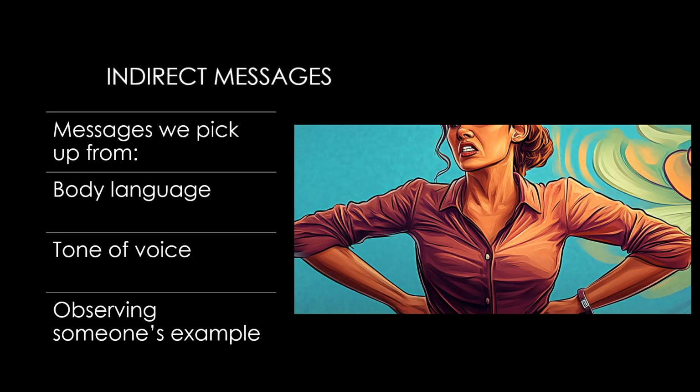Indirect messages are messages that we pick up from observing somebody else's example, noticing their body language, their behavior, how they act in the world, their tone of voice. So for example, when we're little, we're learning a whole lot about the world by observing our parents. They don't even have to say anything. We're learning what a man's role is, what a woman's role is, what communication looks like, what affection looks like, what arguing looks like, what doing the household chores looks like. We're learning so many things without them ever saying anything, because those messages are being given to us indirectly.